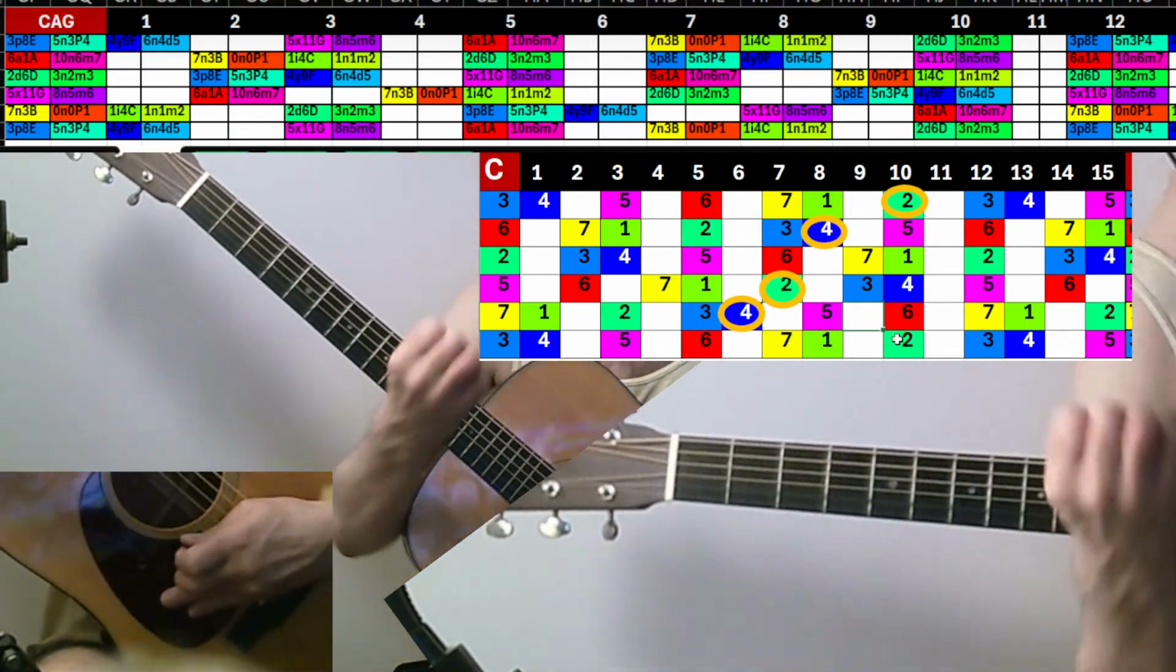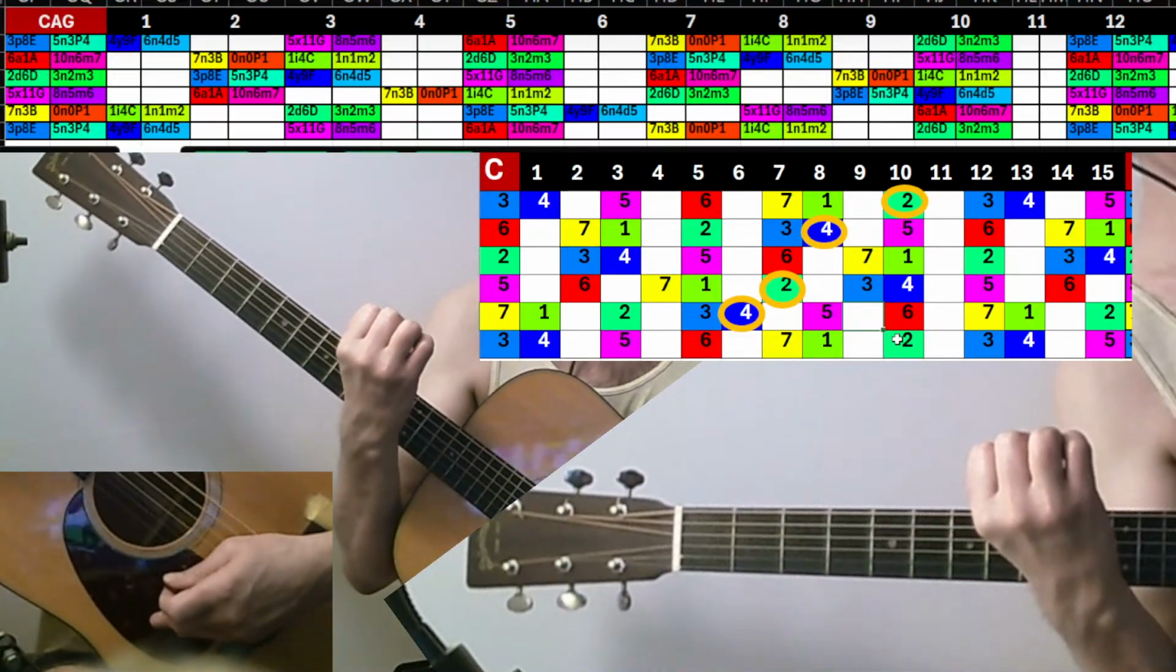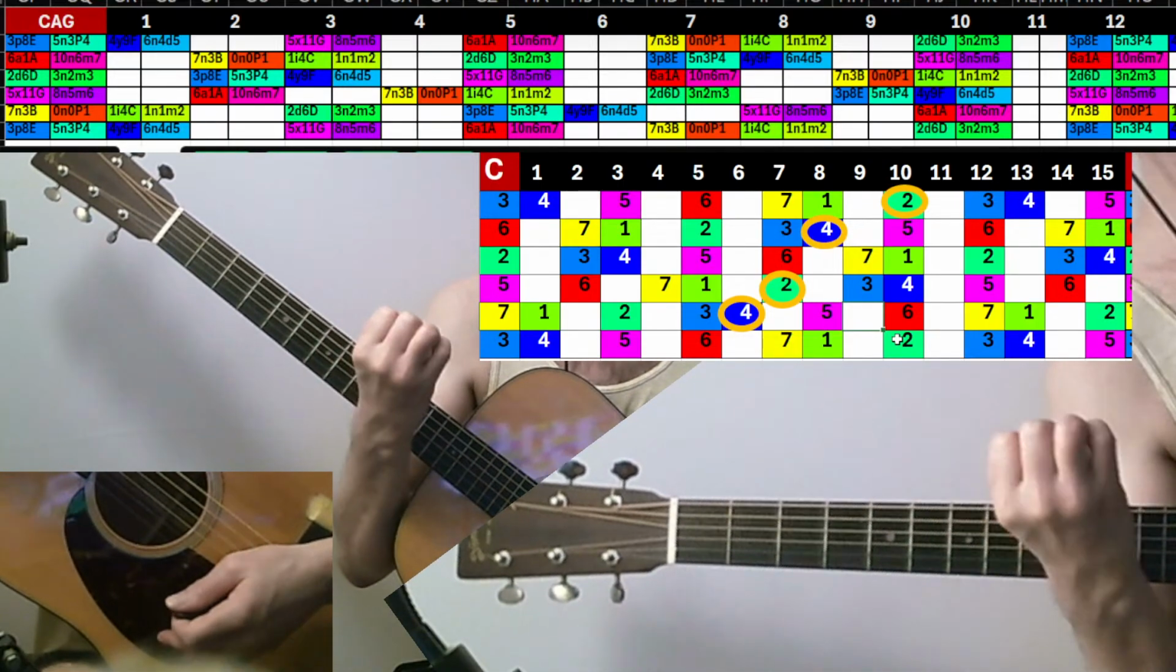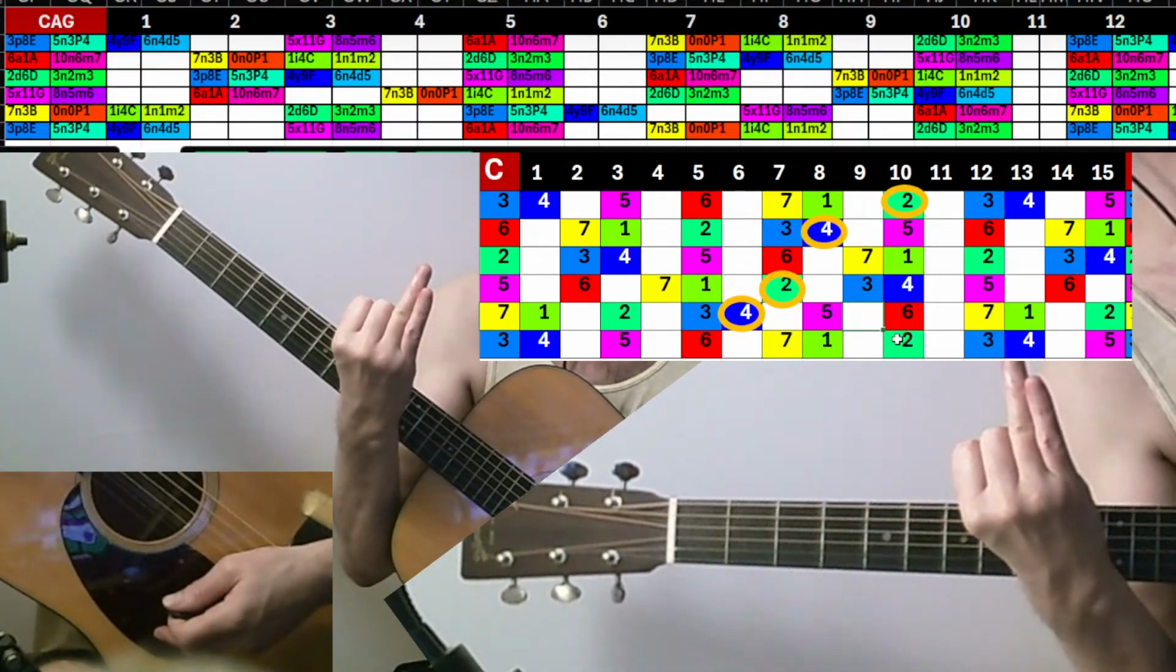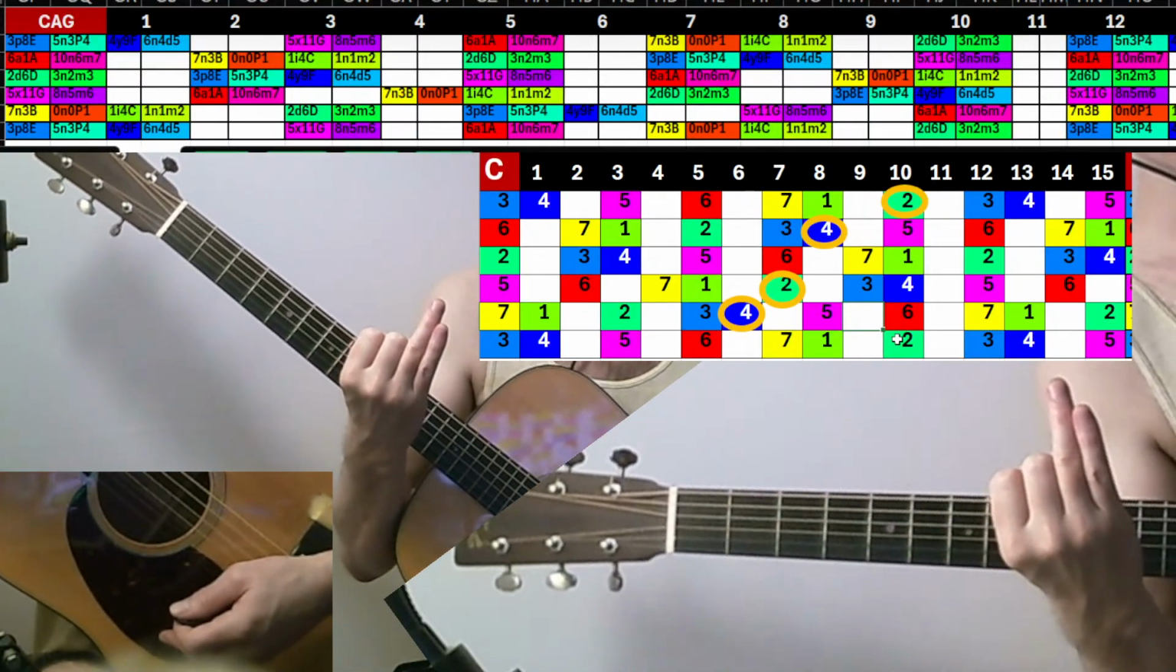So how do I know it's the third? Because 3 minus 2 is 2, right? So it's 2 modal half steps up. So I'm looking for 2, 3, 4. I'm looking for the Lydian node. So there's the Lydian node. How far away is it?